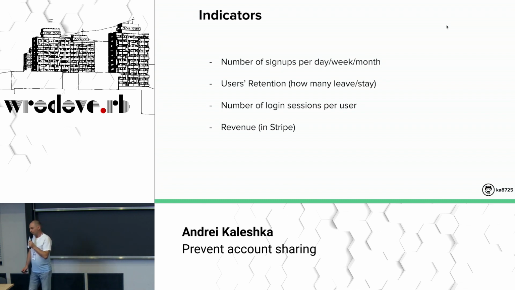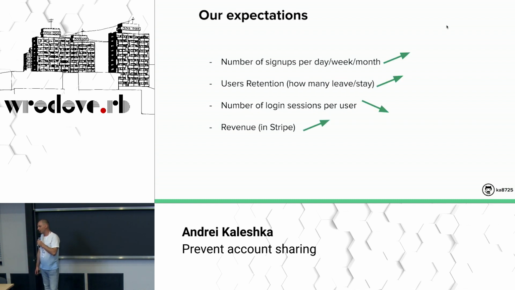And also, of course, we could see the revenue inside Stripe. We wanted to watch it, obviously, because we expected that the situation is not getting worse, at least. And obviously, these are our expectations. Something should go up, something should go down. Specifically, the number of login sessions per user should be dropping, and everything else should grow.